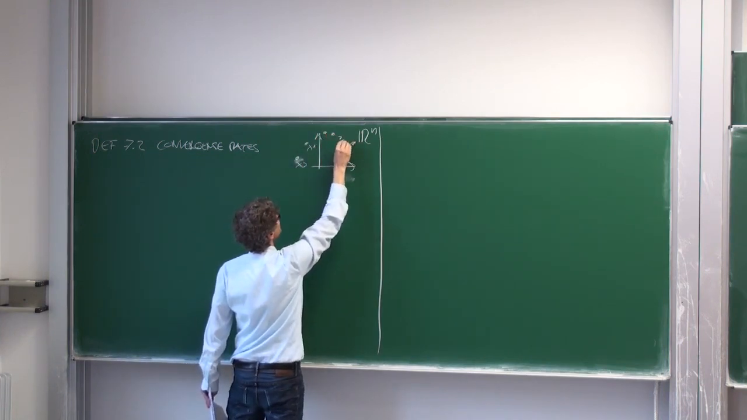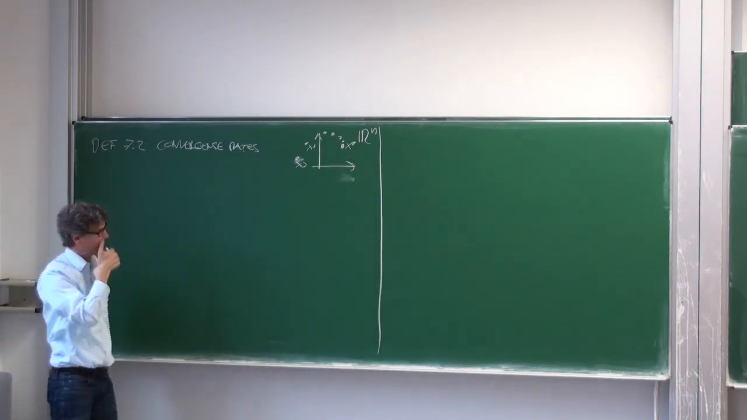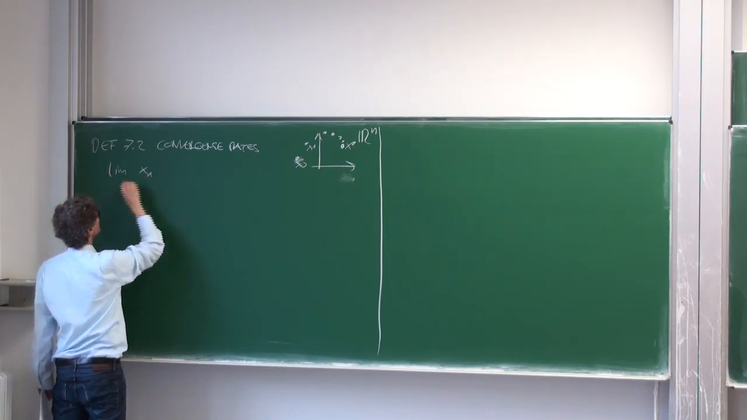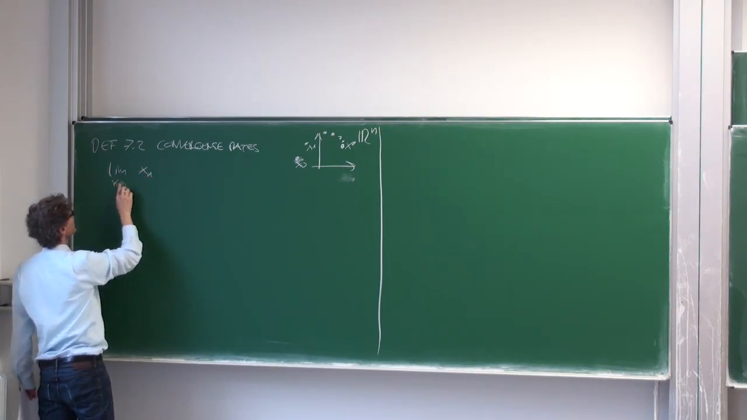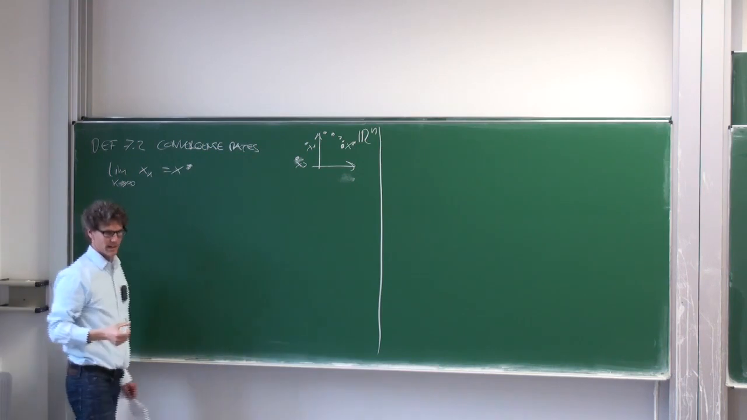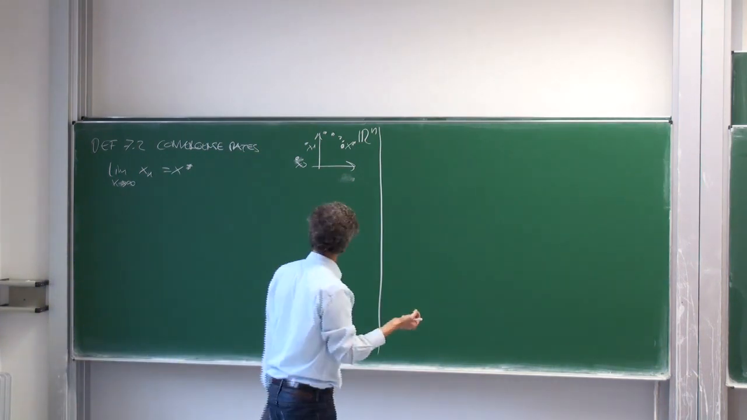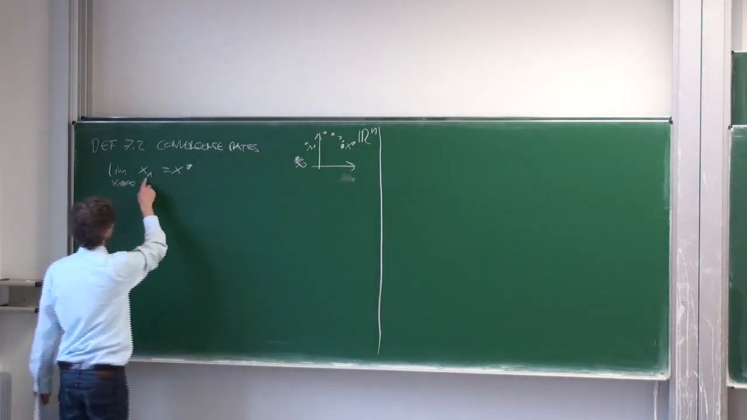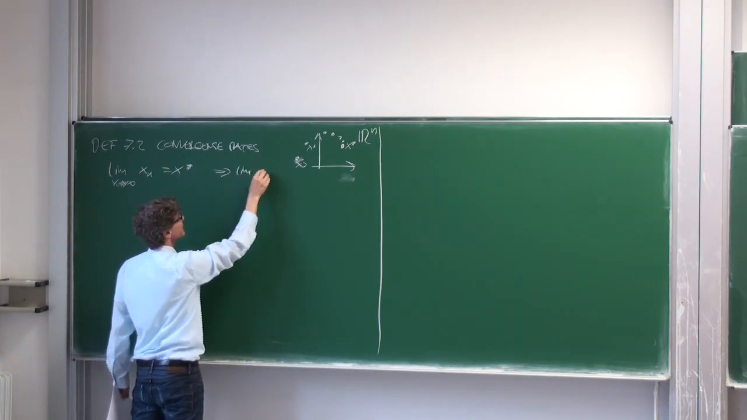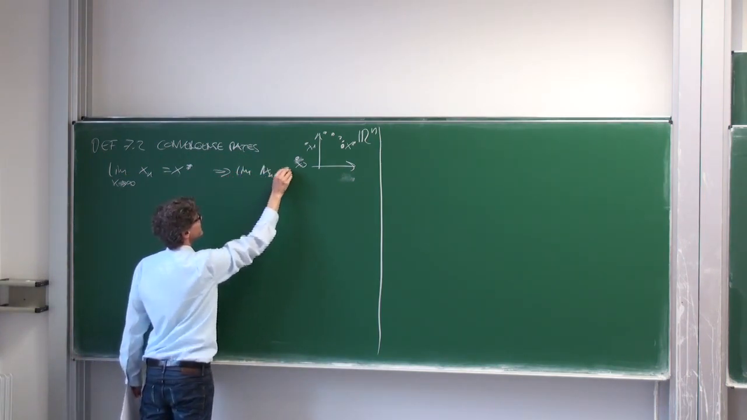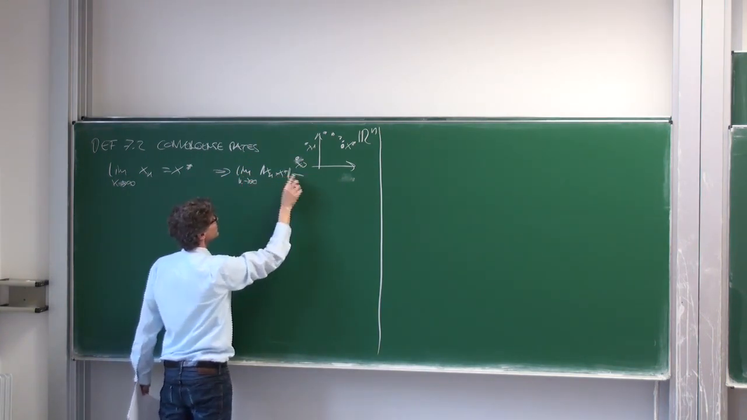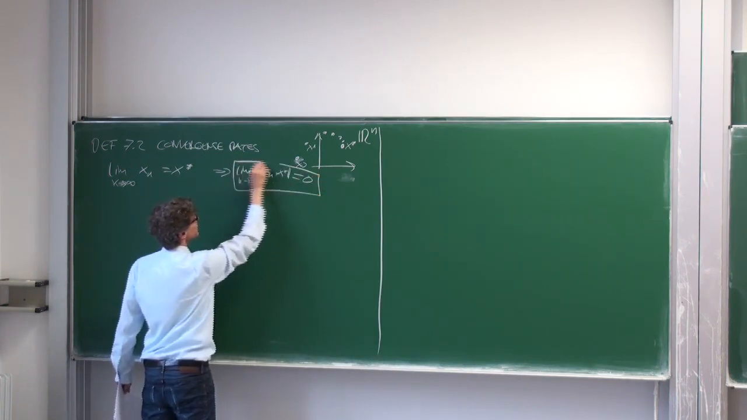And I'm interested in sequences that converge to this point. So I want to look at sequences which have the property that as k goes to infinity, xk goes to x star. And obviously this means that the distance between xk and x star will go to 0. So xk minus x star will go to 0.